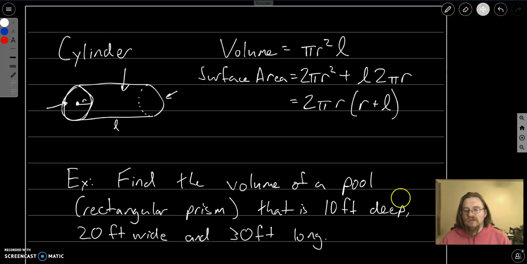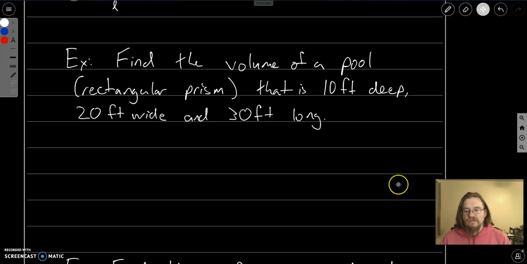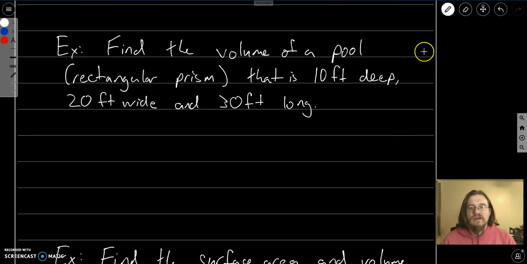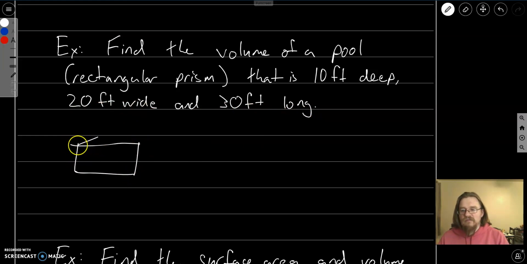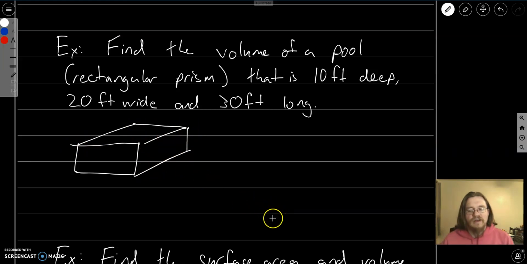Let's look at a couple of examples. So here, let's find the volume of a pool. And a pool, in this case, we're going to think of it as a rectangular prism that is 10 feet deep, 20 feet wide, and 30 feet long. Well, again, a rectangular prism, these are pretty easy to find the volume of.